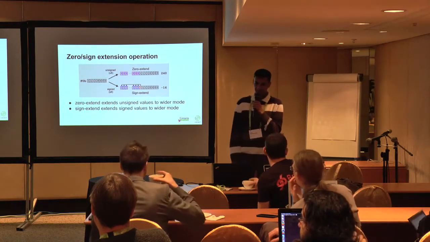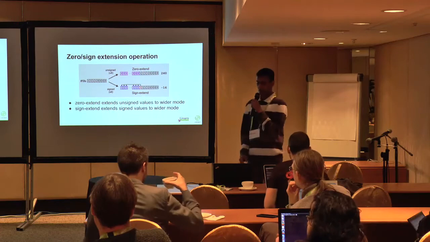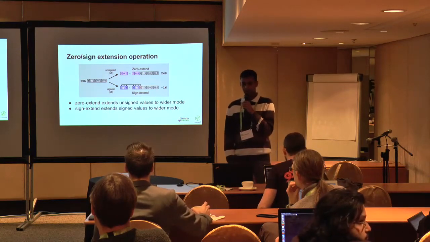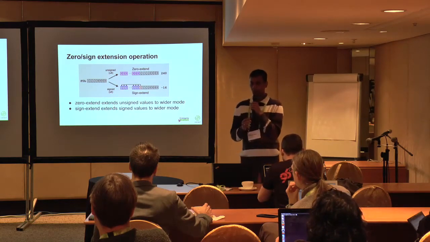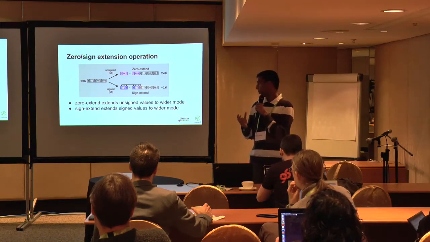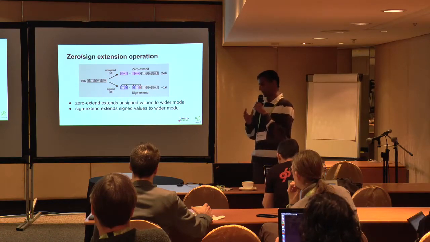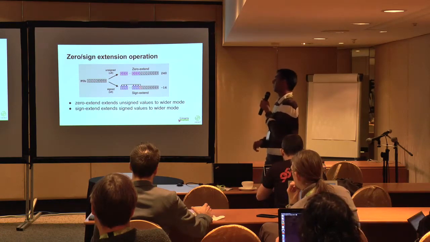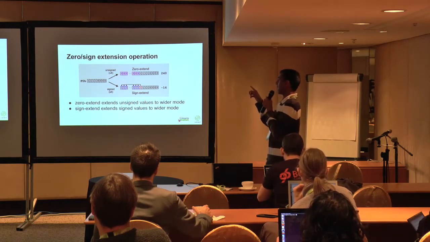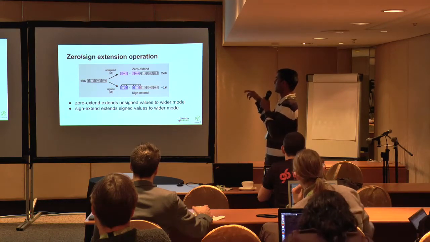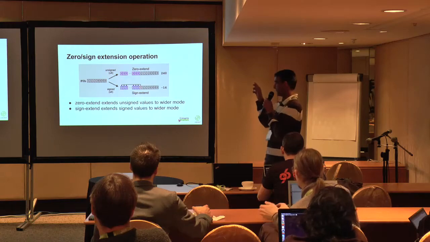Okay, let's look at what a zero sign extension operation is. If a value in a register is unsigned, and you're going to convert that into a wider mode, we have to do zero extend. For example, in the picture shown here, we have an 8-bit value, F0H, and if you zero extend it, assuming that it's an unsigned value, we add zeros to the missing bits.